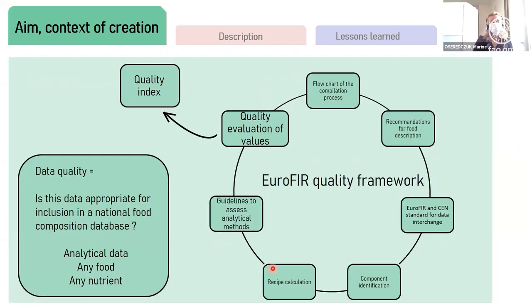The circle here is representing the Eurofear data quality framework. It's indeed covering many different aspects of quality in food composition databases. For example, a flow chart of the compilation process, identifying critical control points, was produced. You also have practical recommendations concerning recipe calculation, component identification. Even an official standard registered by the European Committee for Standardization was created based on Eurofear work.